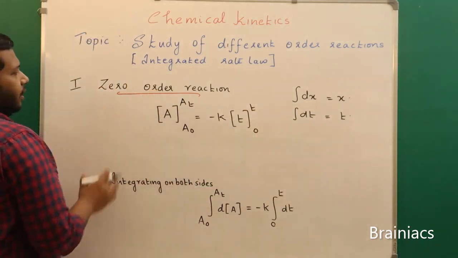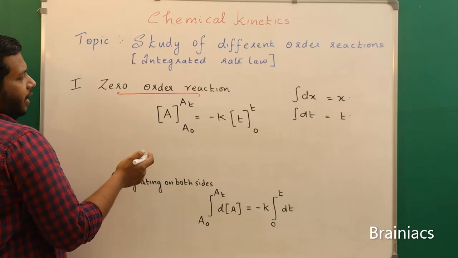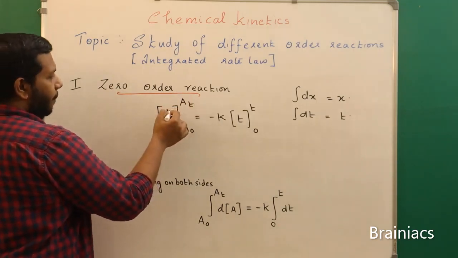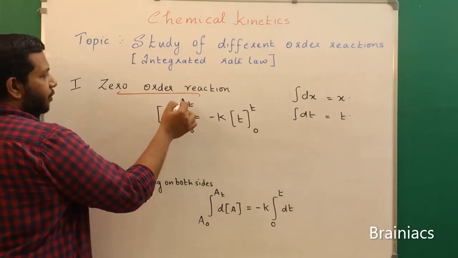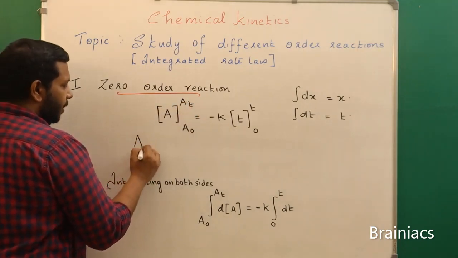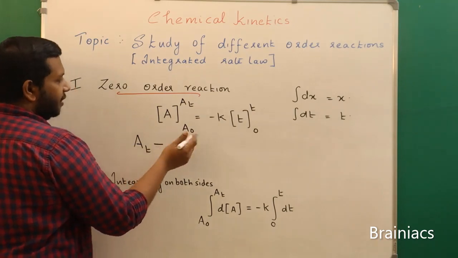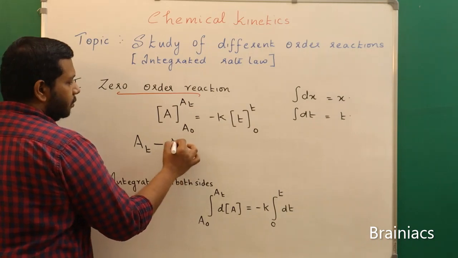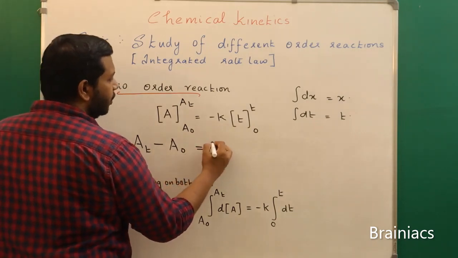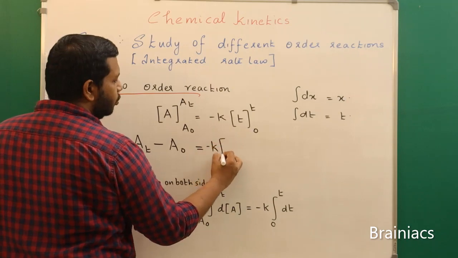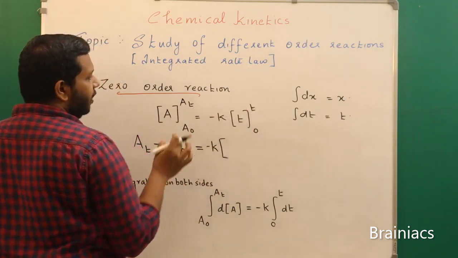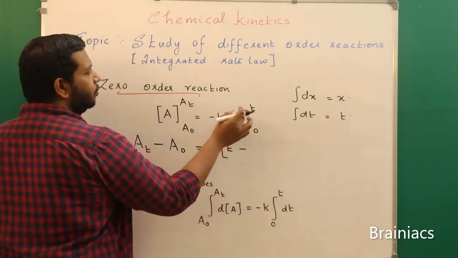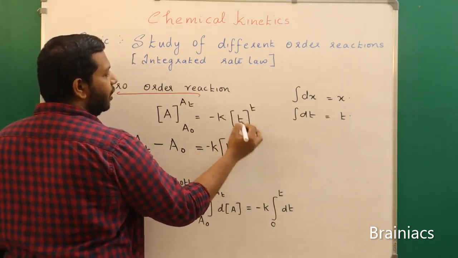Now apply the lower limit and upper limit. While applying, you apply the upper limit minus the lower limit. On applying the upper limit, A will become A of t, minus apply the lower limit, so A will become A of 0, equal to minus k into, apply the upper limit t to this variable, that is t again, minus apply the lower limit 0 to this variable. When you substitute 0 here, it will become 0.